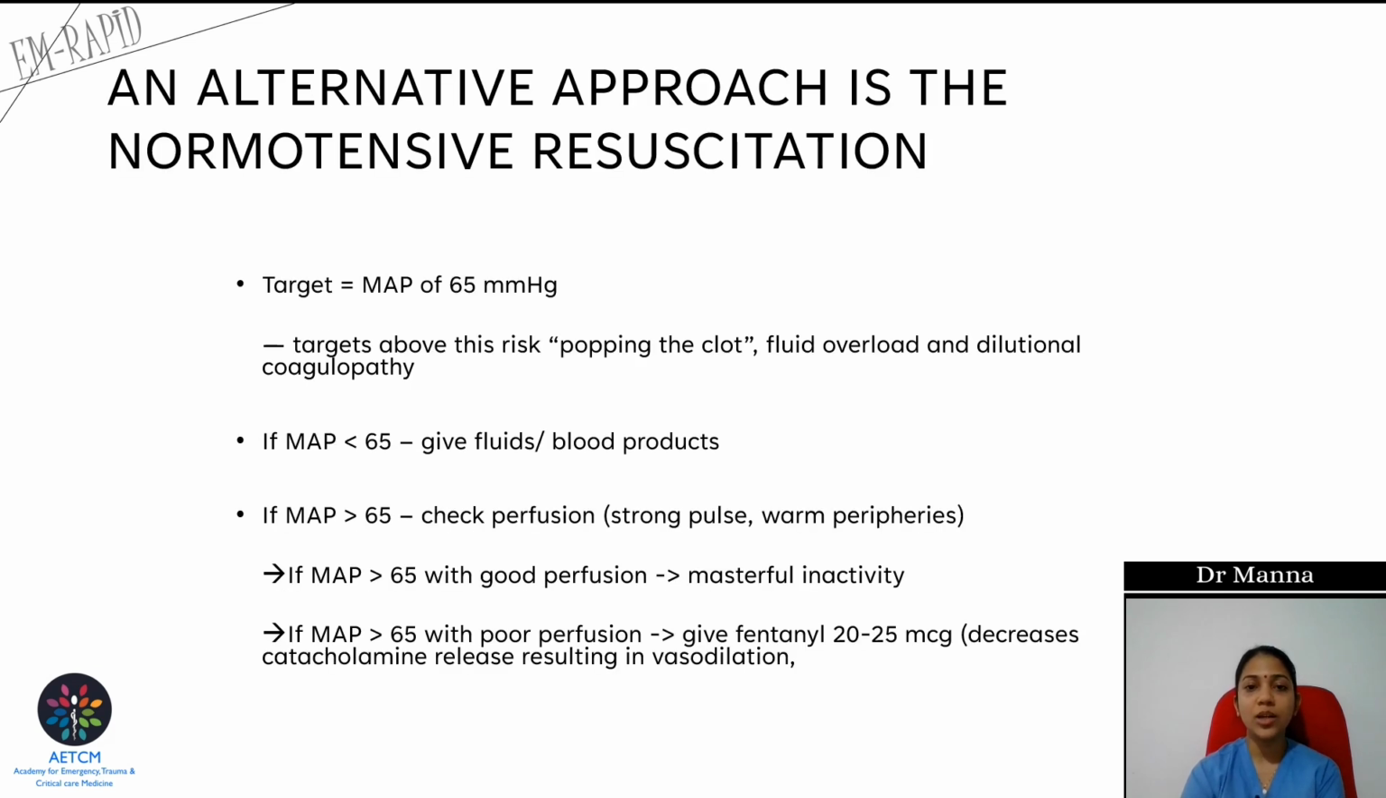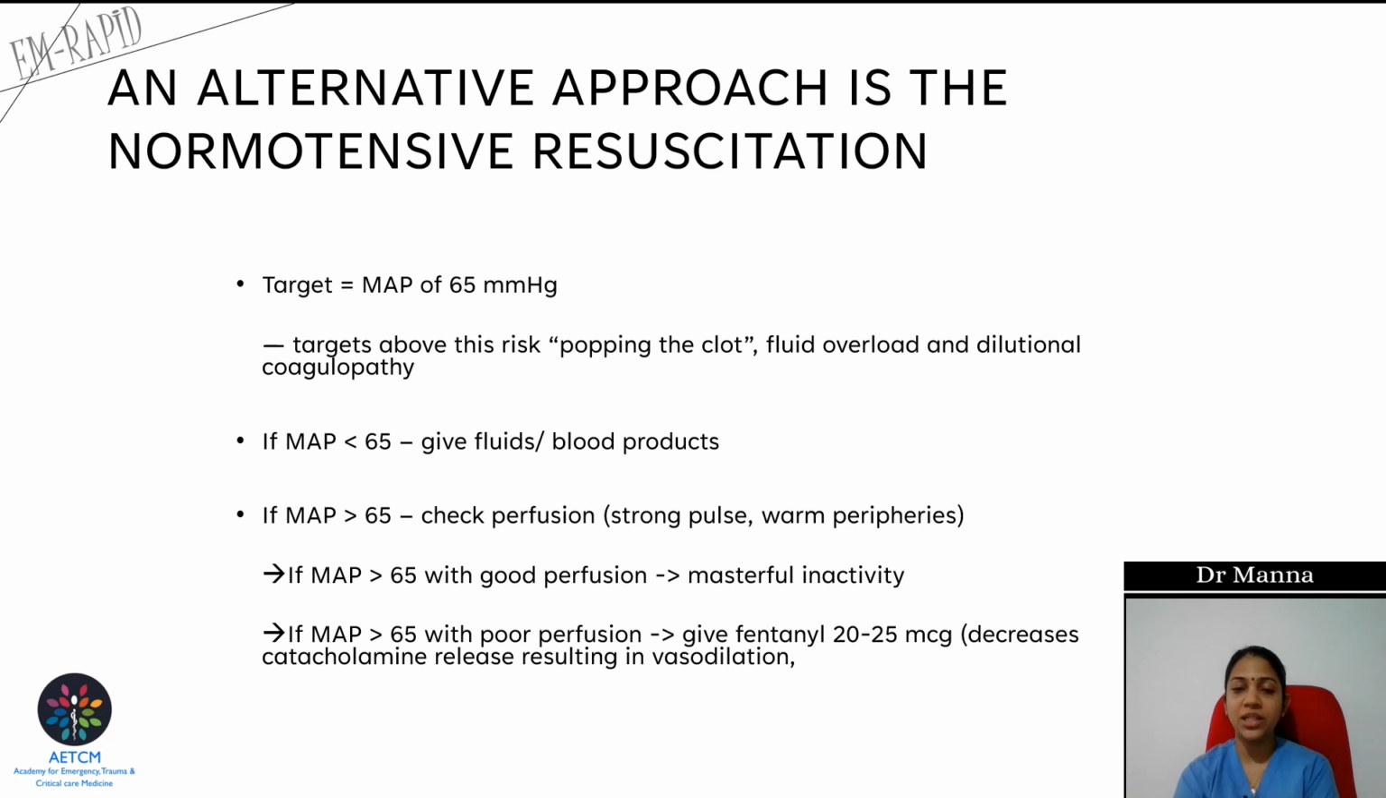So another alternative to this approach is a normotensive resuscitation. That means we will be targeting a MAP of 65. So in balance resuscitation, we will be targeting somewhere around 50 to 60. And in normotensive, we can target with a MAP of 65. So if at all we find the patient's MAP is less than 65, we have to give fluids or blood products. And if this patient's MAP is more than 65, check whether the patient is having adequate perfusion or not.